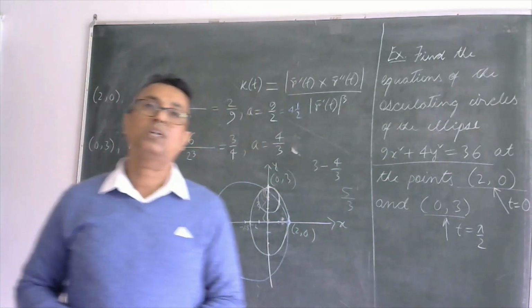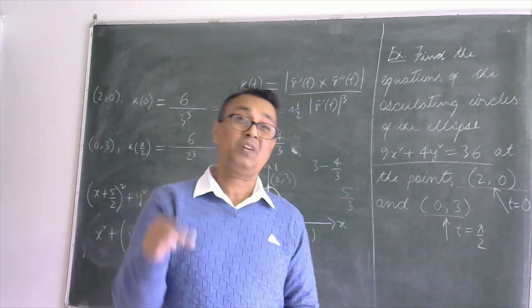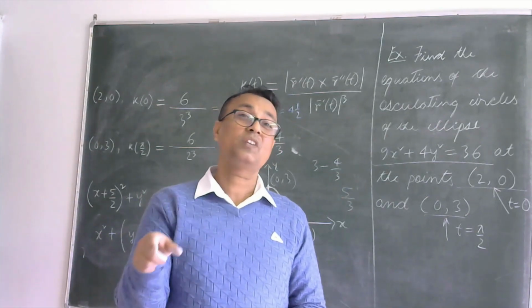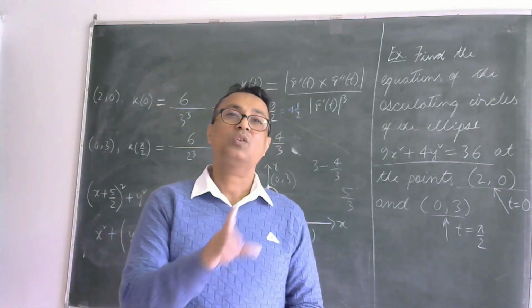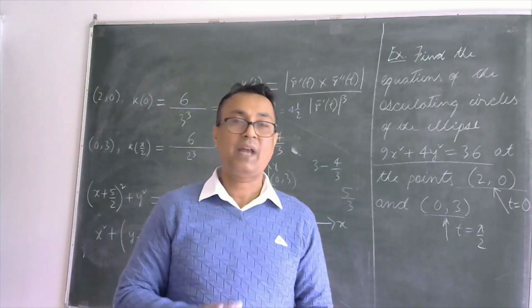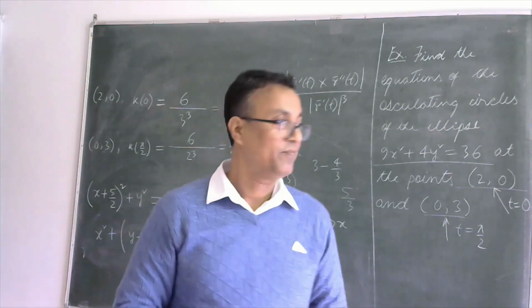So I hope the concept of the radius of curvature, where the origin of that terminology comes from, and the osculating circle as well as the osculating plane is clear to you now. Okay, thank you.